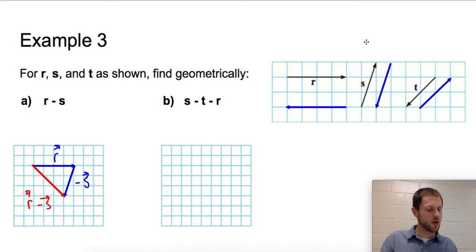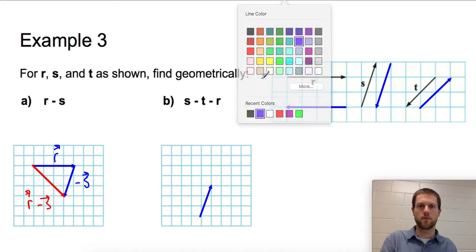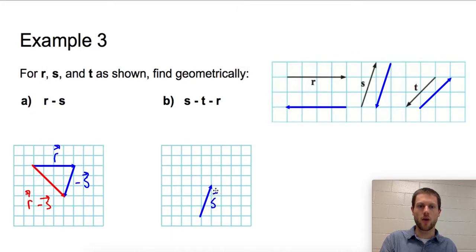So let's see, I want to start with vector s right over here. And vector s is going to be up 3, 1, 2, 3, and over 1. There's my vector s. Let's write that in. I want to add to vector s negative t. So that vector is going to be this one here. I'm going to go up 2 and to the right 2. That is vector negative t.